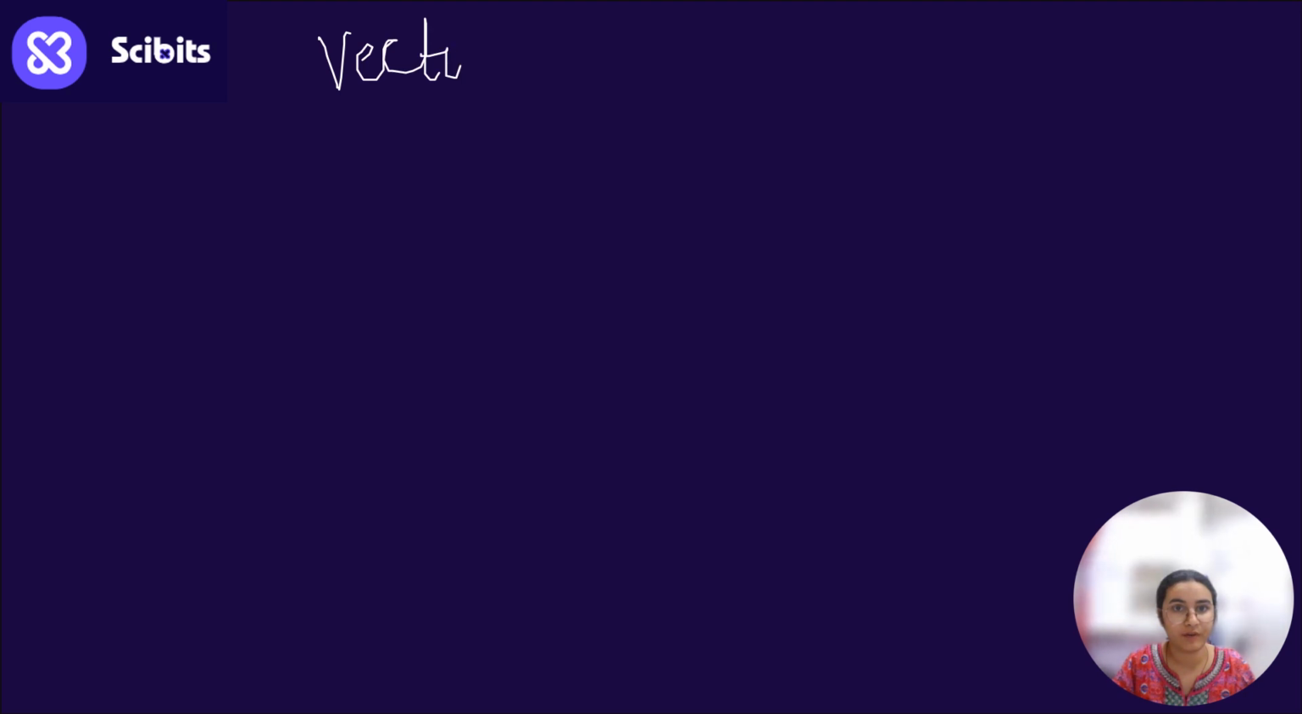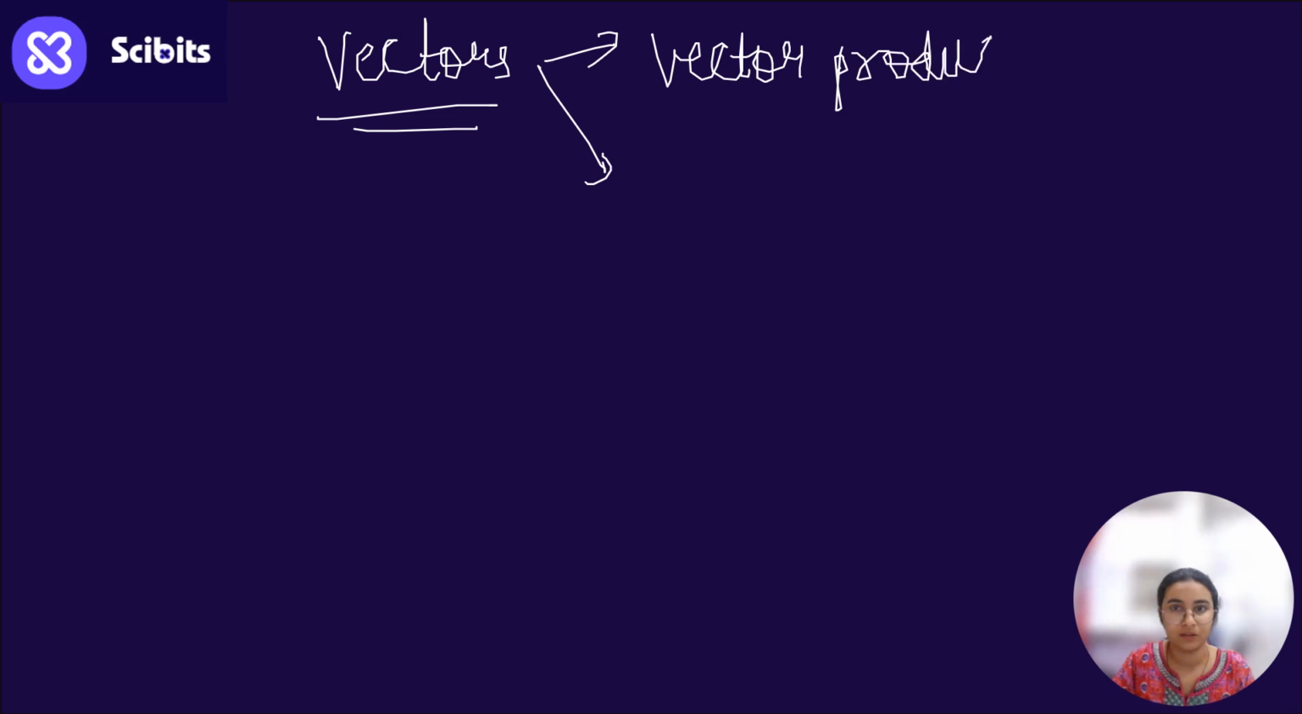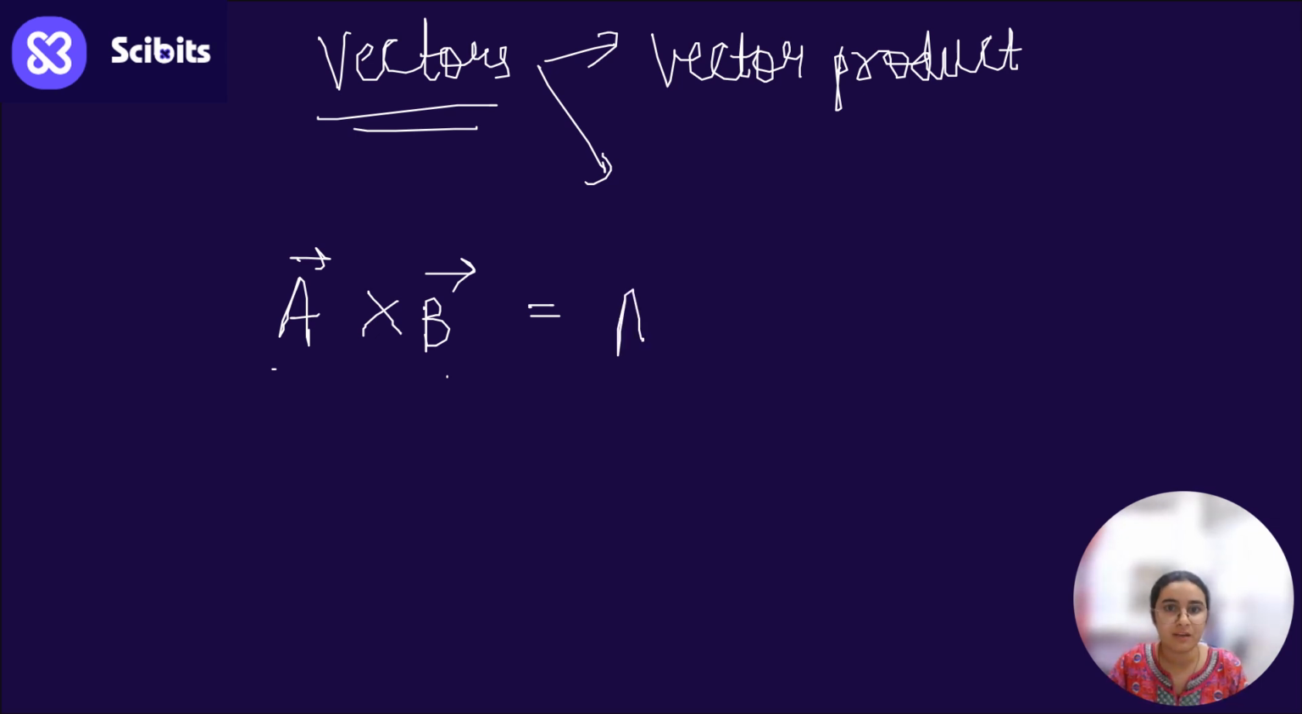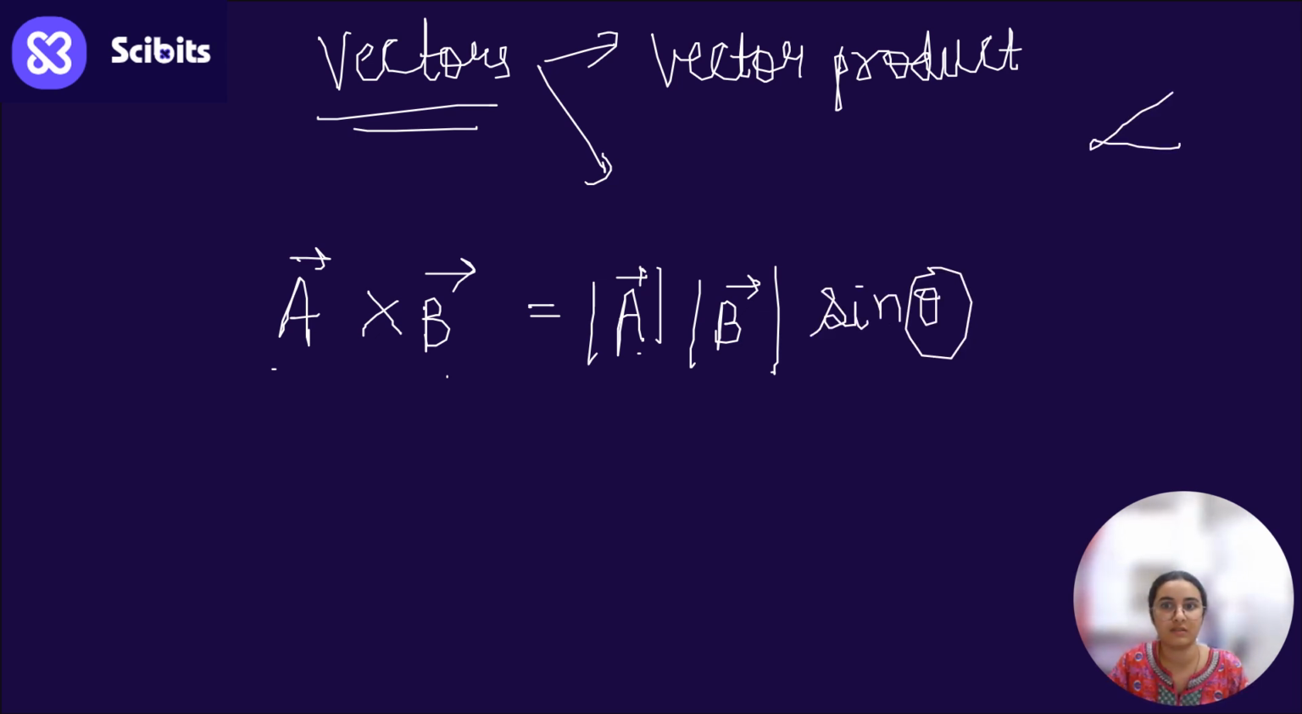Okay, now let me tell you about vectors. In vectors, I would say just remember two things. There is a vector product. So let's say you have to cross multiply two things. If these two are vector quantities and you have to multiply them, then a vector product will be used. For vector product, it's magnitude of A into magnitude of B, then sine theta, where theta is the angle between these two vectors.